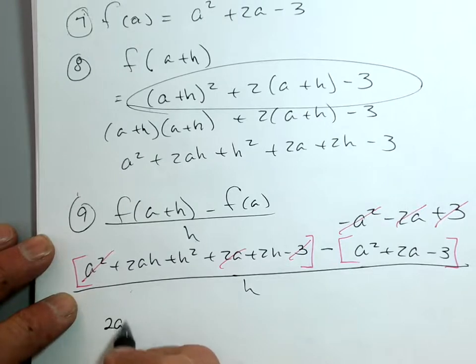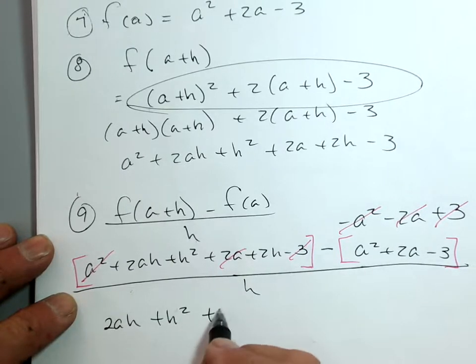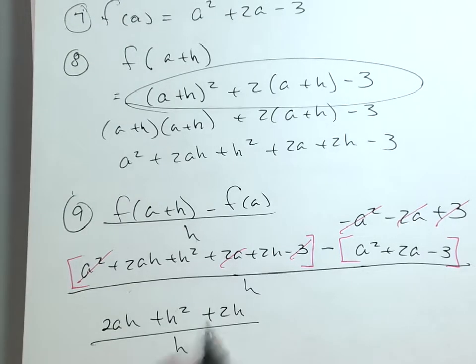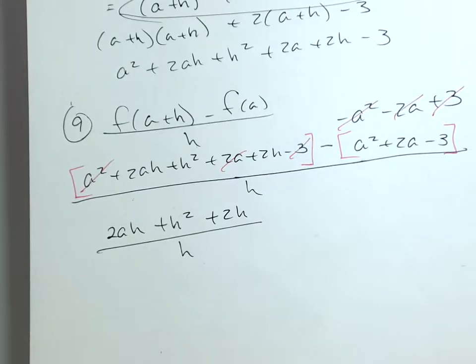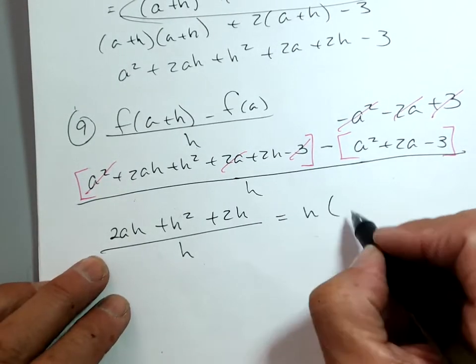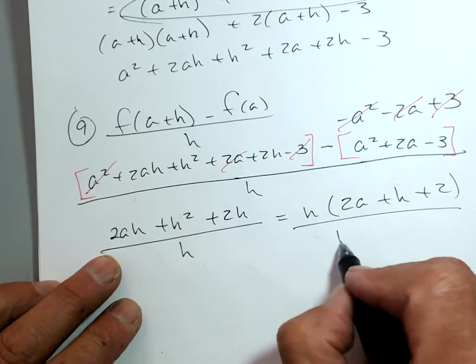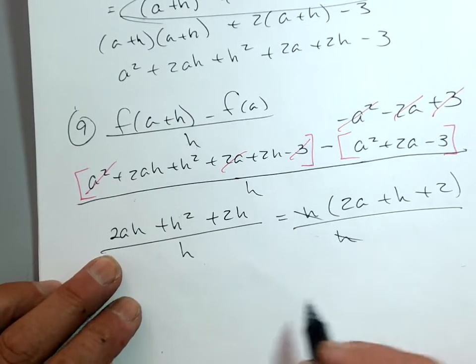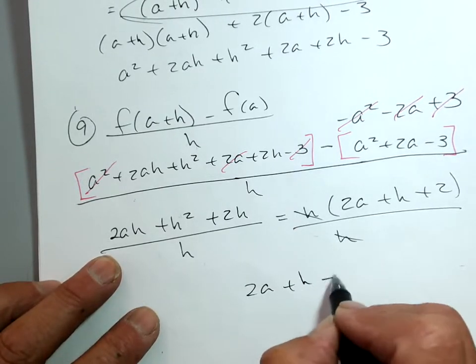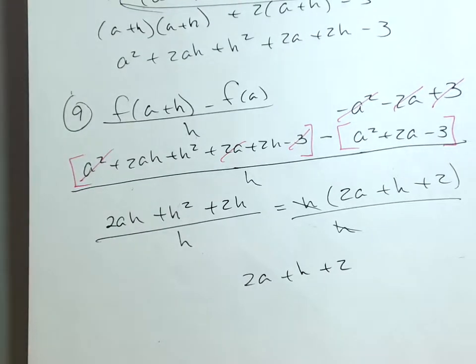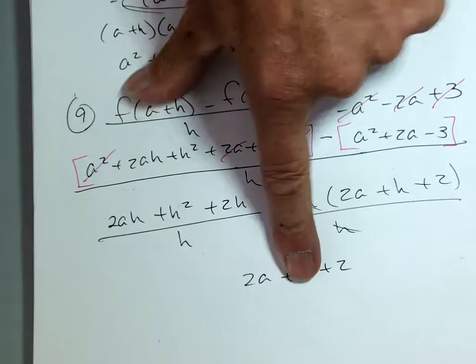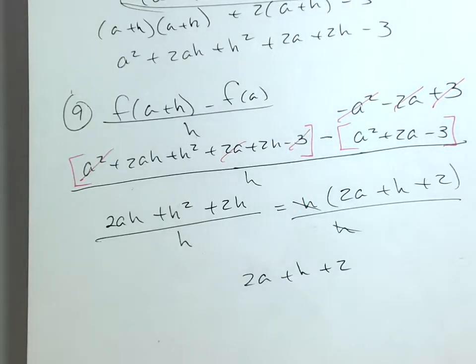I've got a 2ah plus an h squared plus 2h all over h, right? Common factor out the h. 2a plus h plus 2 over h. Cancel the a's. 2a plus h plus 2. And that is the answer. But if it was calculus and h becomes 0, you've got the slope, 2a plus 2, for the curve. Pretty cool, huh?